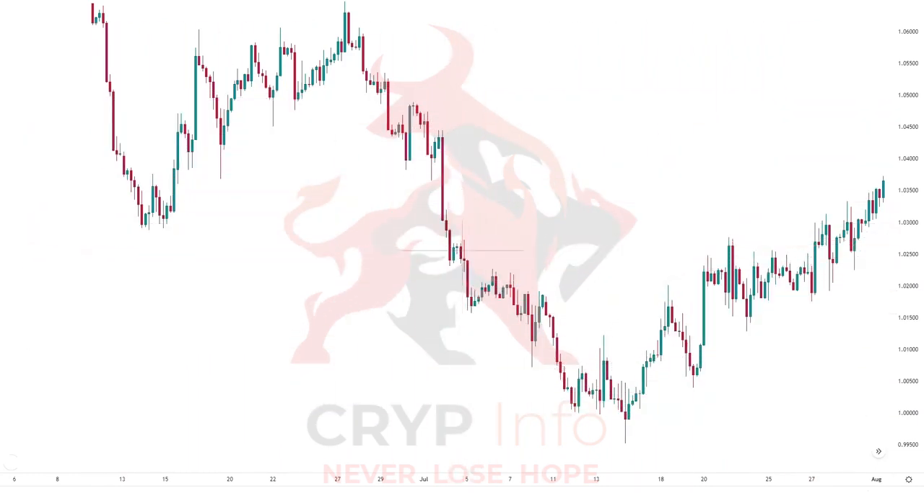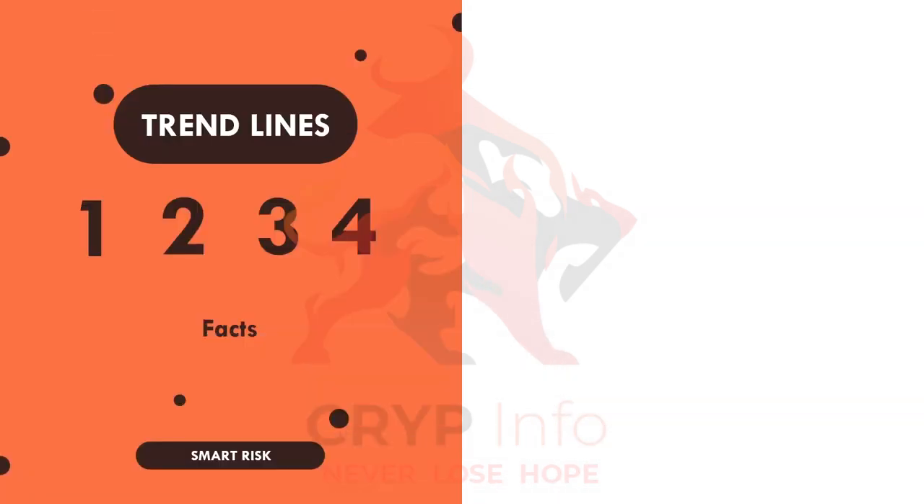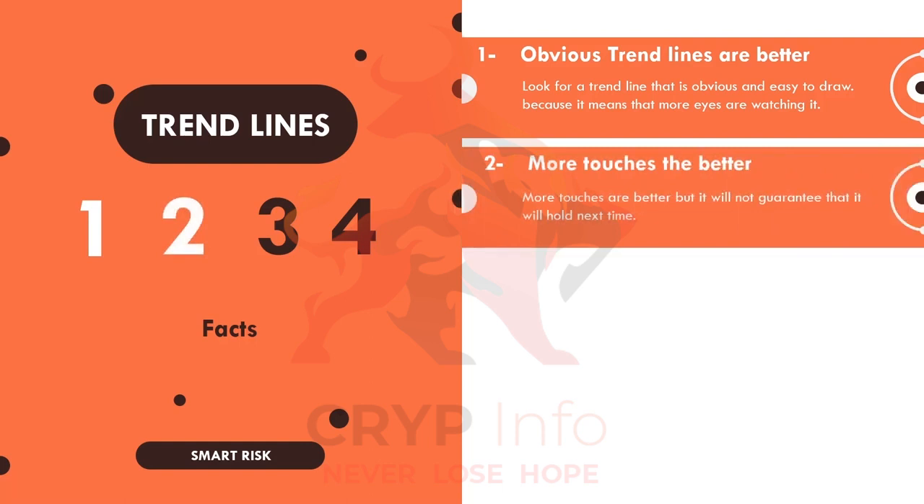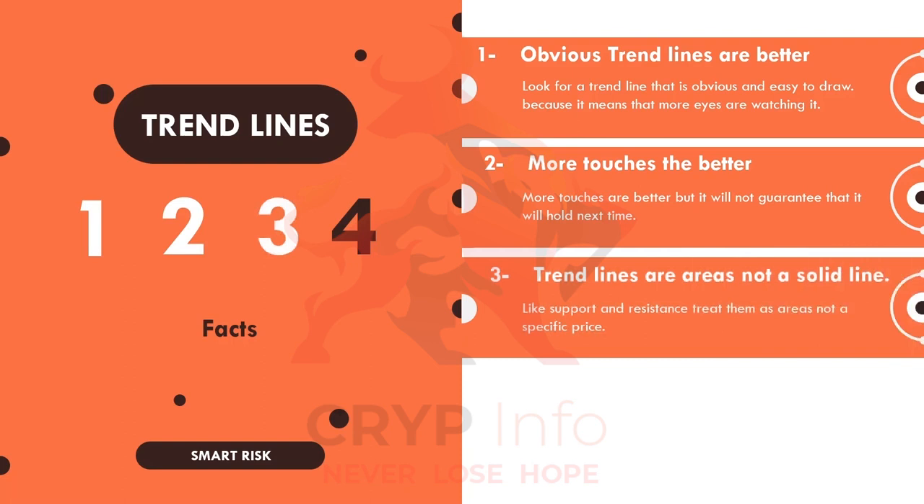So first, let's start with the concepts we follow in drawing trend lines. First, obvious trend lines are better. Look for a trend line that is obvious and easy to draw, because it means that more eyes are watching it. Second, the more touches, the better. More touches are better, but it will not guarantee that it will hold next time. Third, trend lines are areas, not solid lines.